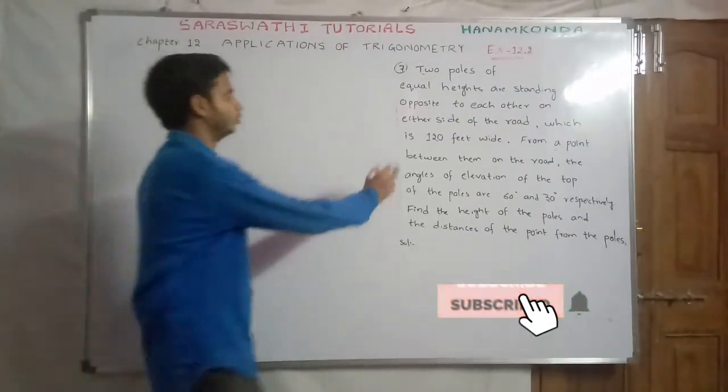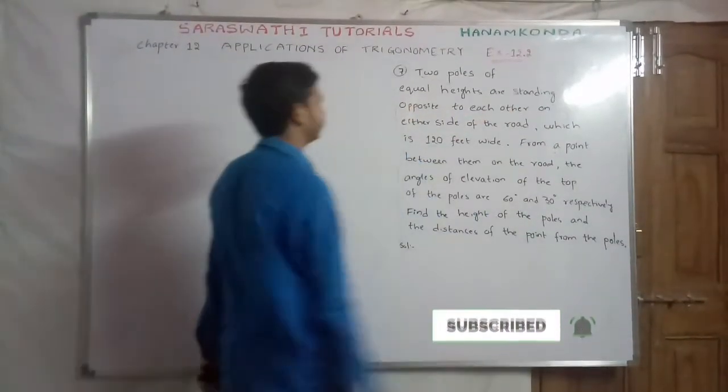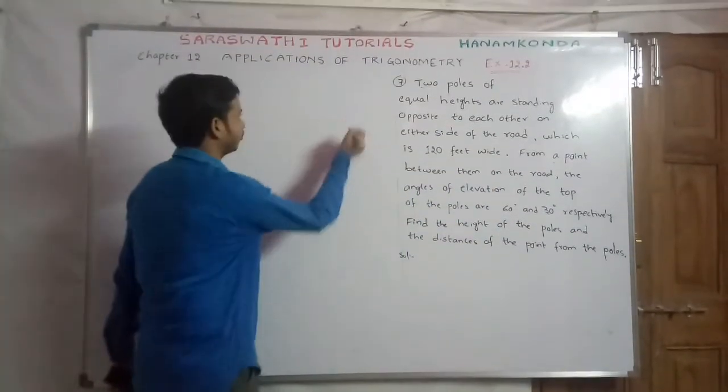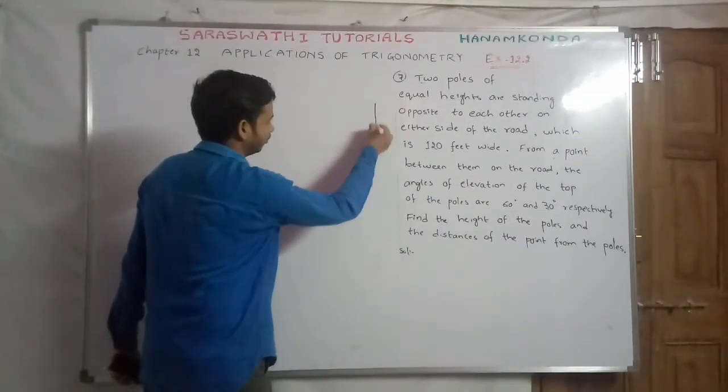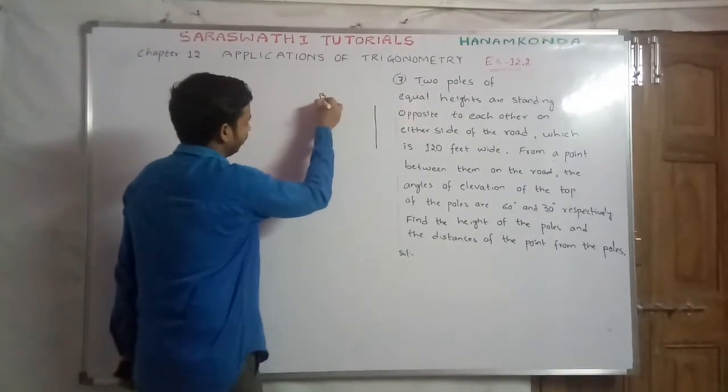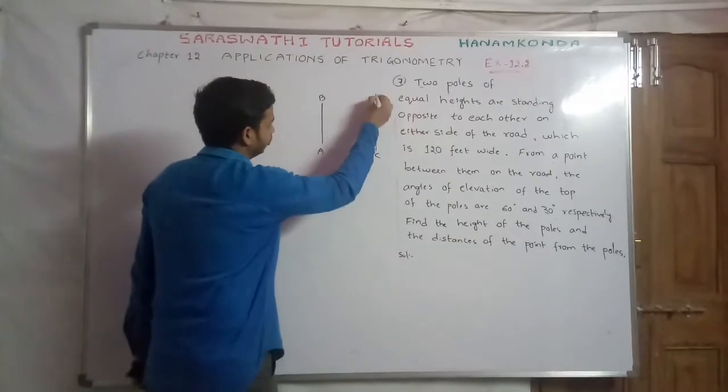So the next question is, two poles of equal heights are standing opposite to each other on either side of a road, which is 120 feet wide. Okay. So let us suppose to take two poles of equal height. Let AB and CD be the two poles.